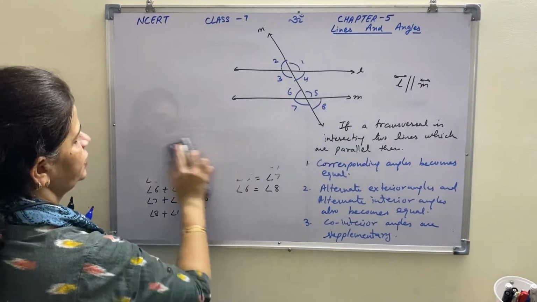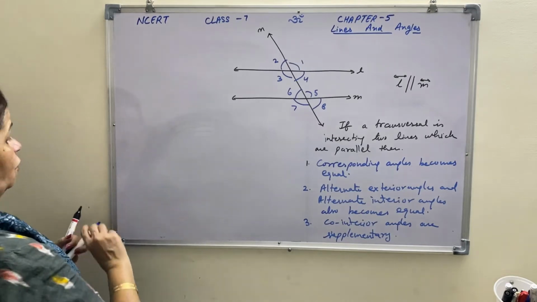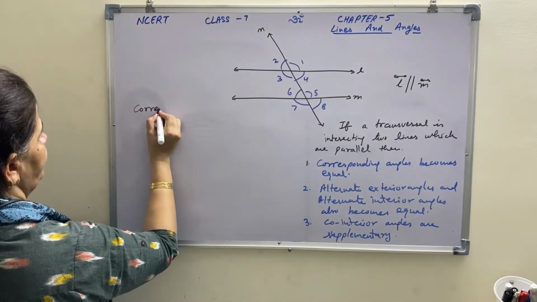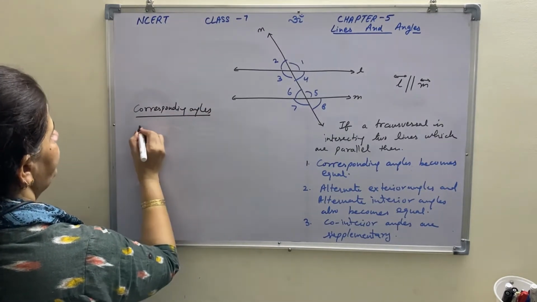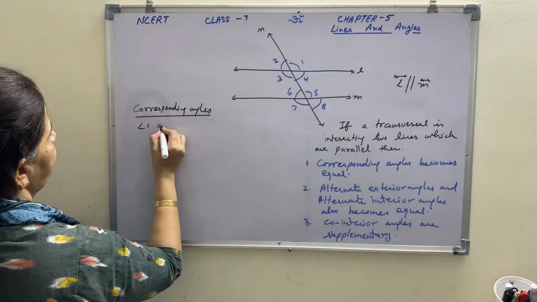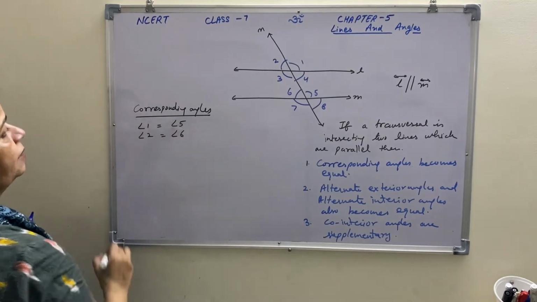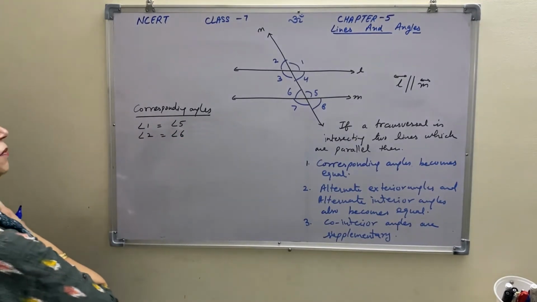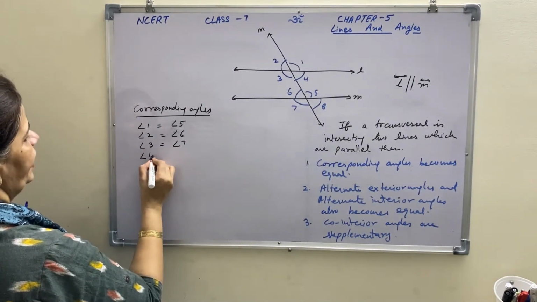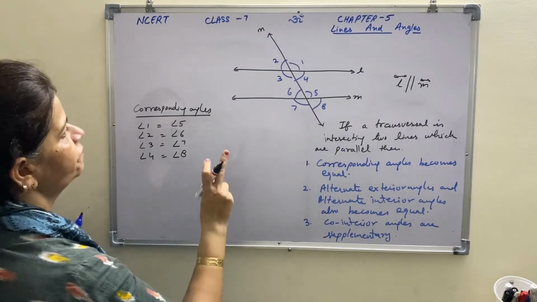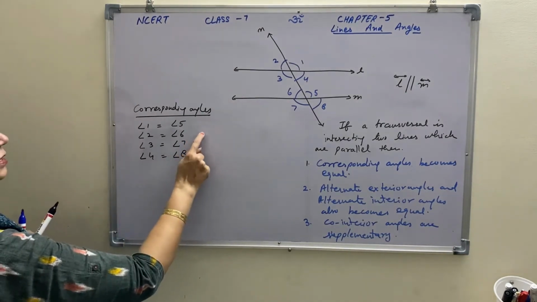First, earlier we had written that 1 and 5 are corresponding angles. Now when the lines are parallel, corresponding angles become equal. So 1 and 5 are corresponding, that's fine, but 1 and 5 are also equal. Similarly, 2 and 6 are corresponding, but if the lines are parallel, they are the same in measure also. And then 3 and 7, and 4 and 8. So this is the difference when a transversal crosses two parallel lines. There is a change here.